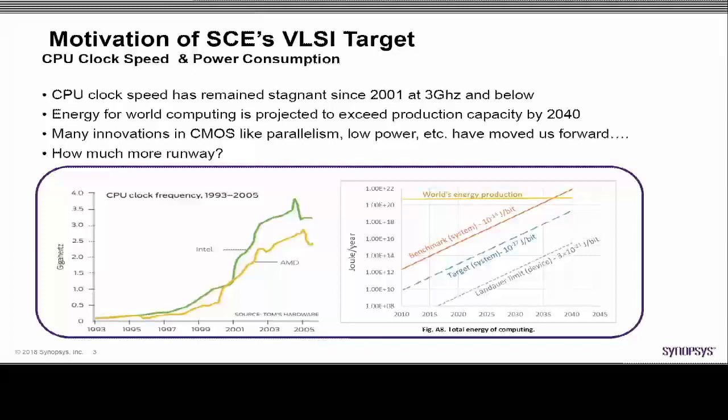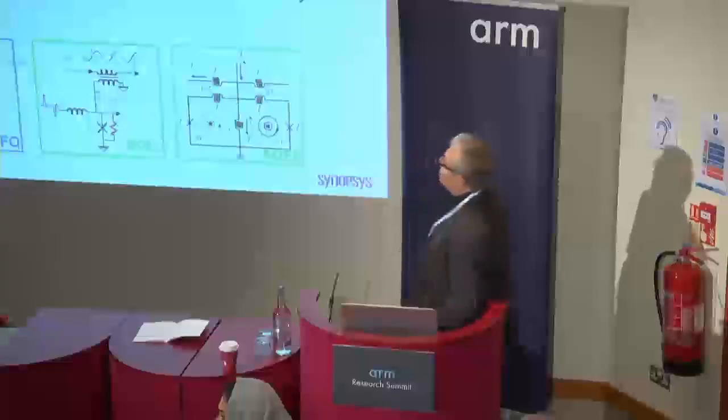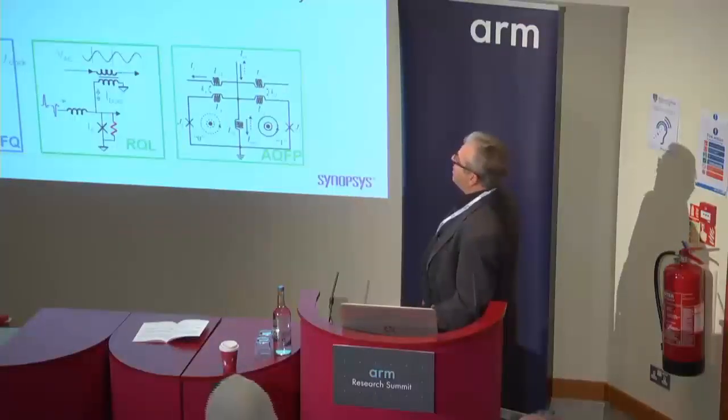So superconducting electronics promises to take us close to the 10 to the minus 17 joules per bit, which is the target. There are various families of superconducting electronics based on the Josephson junction. Our goal in this project is to reach a VLSI integration level of 1 million gates and 10 million Josephson junction devices to demonstrate it in a 32 or a 64 processor. Our choice is, of course, ARC, since it is our Synopsys processor with a frequency of over 100 gigahertz.